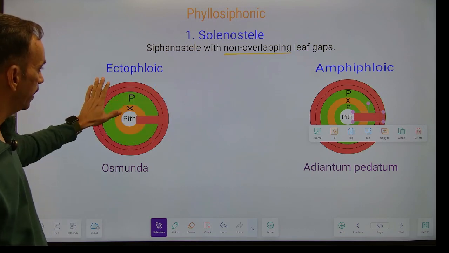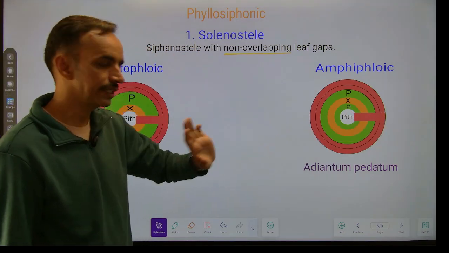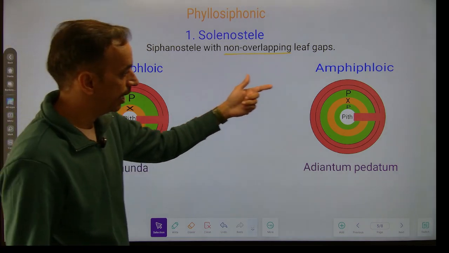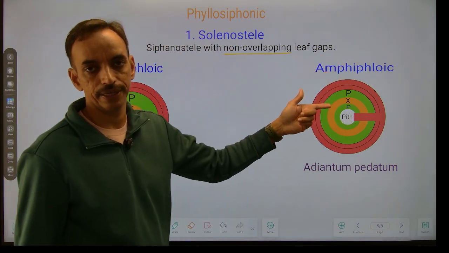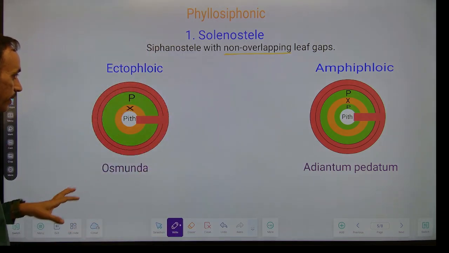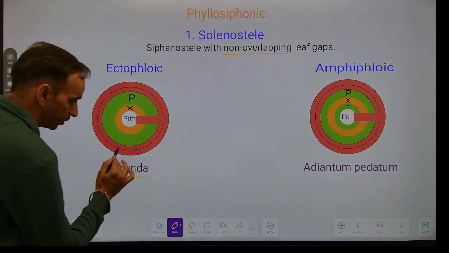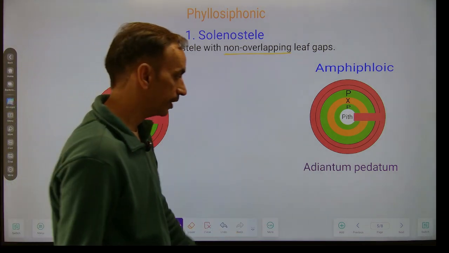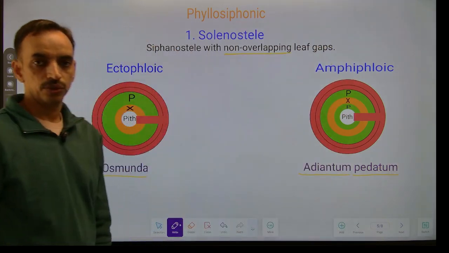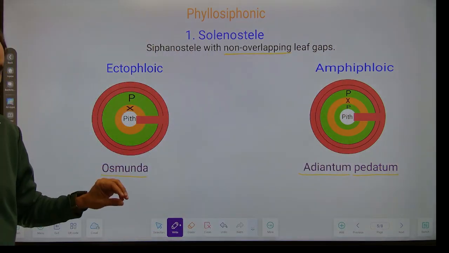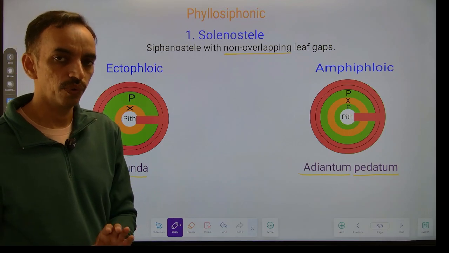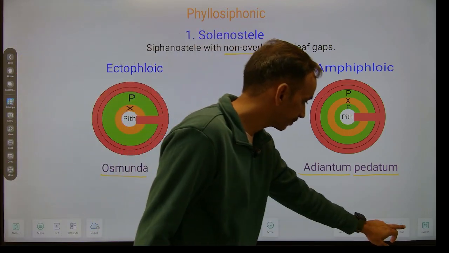Solenostele, they are of two types again, ectophloic, amphiphloic. कंडीशन सेम रहेगी. यहाँ पे जो फ्लोएम है आउटसाइड द जाइलम है और यहाँ पे जो फ्लोएम है बोथ साइड ऑफ द जाइलम है, इसलिए इसको अपन एम्फीफ्लोइक कह रहे हैं. ये कंडीशन आपको अगर बात करें एक्टोफ्लोइक तो देखने को मिलेगी ऑस्मुंडा के अंदर और एम्फीफ्लोइक कंडीशन देखने को मिलेगी आपको एडिएंटम पीडेटम के अंदर. तो ये हो गया आपका सोलेनोस्टील वेयर यू कैन ऑब्जर्व द प्रेजेंस ऑफ नॉन ओवरलैपिंग लीफ गैप्स.